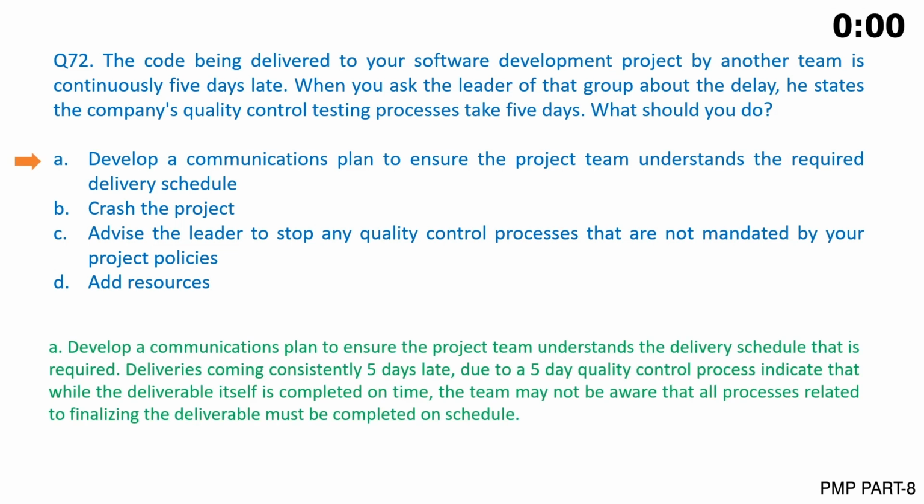The correct answer is A. Develop a communications plan to ensure the project team understands the delivery schedule that is required. Deliveries coming consistently 5 days late due to a 5-day quality control process indicate that while the deliverable itself is completed on time, the team may not be aware that all processes related to finalizing the deliverable must be completed on schedule.